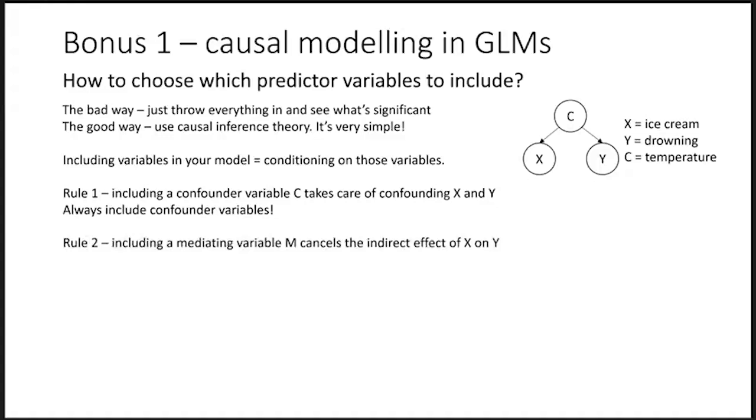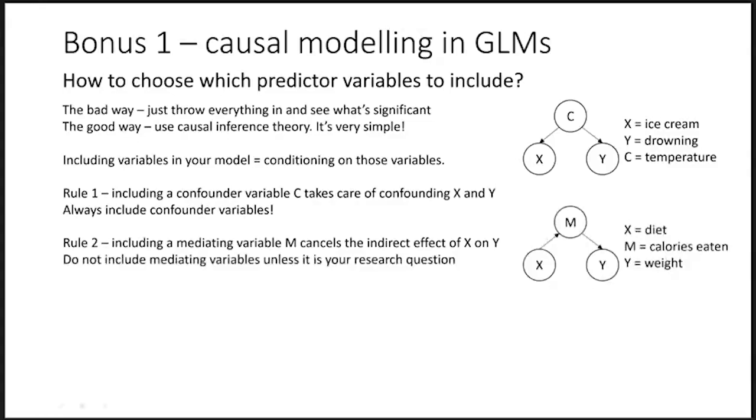Second rule, including a mediating variable M cancels the indirect effect of X on Y. So I'll give the example. Let's say X is a diet. Are we going on a diet or not? And Y is our weight at the end. But we're also including how many calories we ate per day. Okay? So had we not included M, we would see an effect between people who go on a diet and people who don't go, based on their weight.